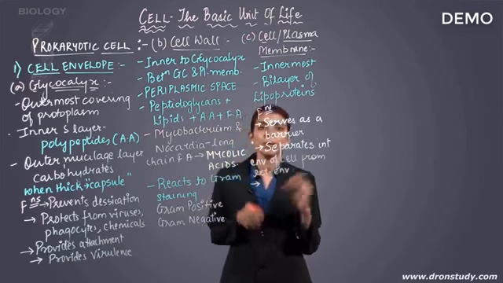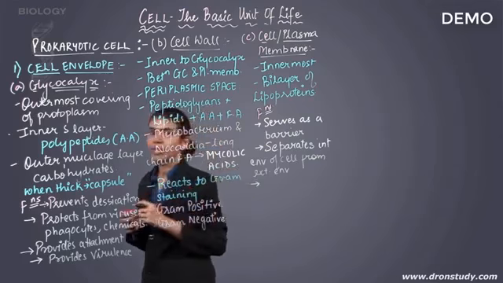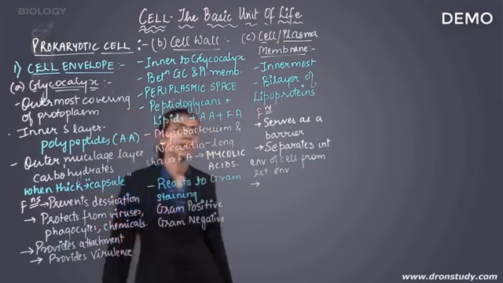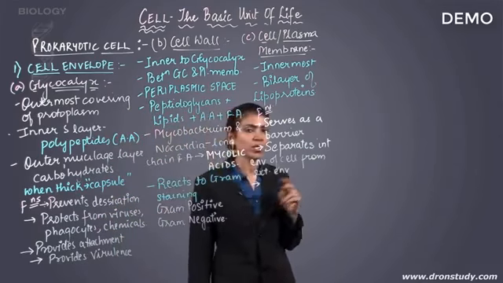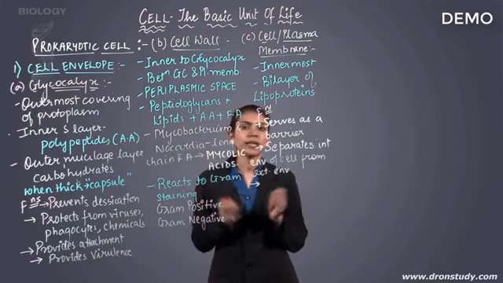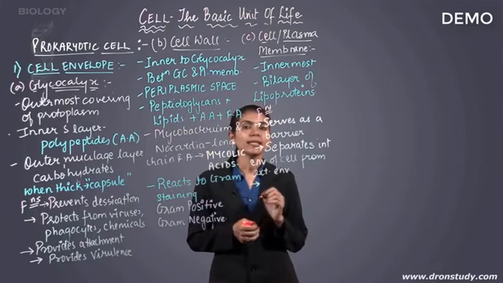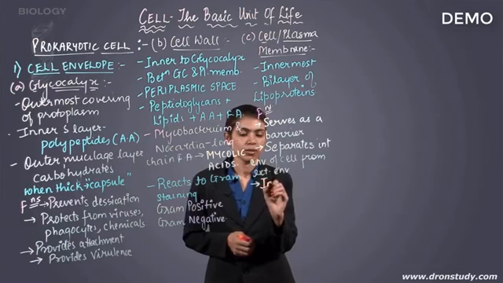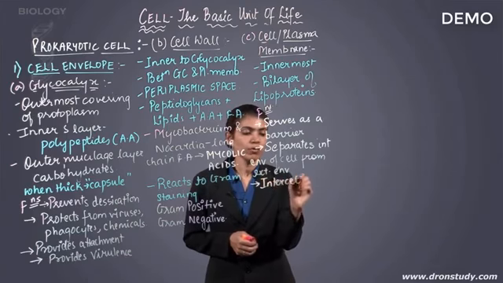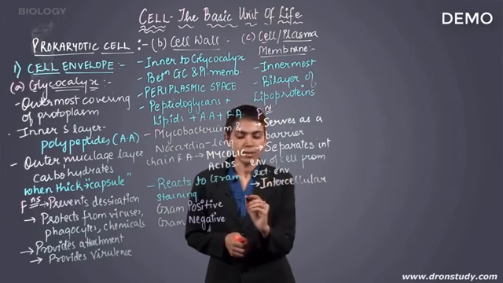Now it is the plasma membrane through which two cells communicate with each other. So I can say that it is responsible for communication between two cells. When the communication is occurring between two cells, it is called intercellular communication. So it is responsible for intercellular communication.